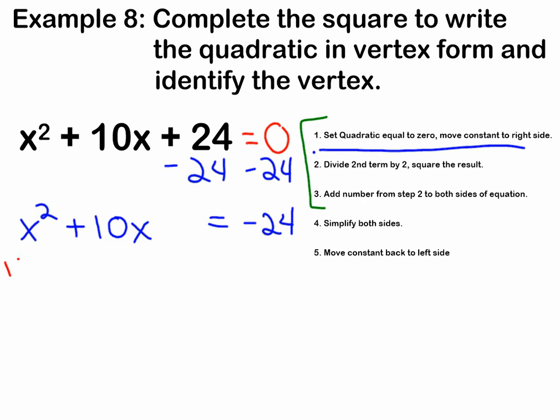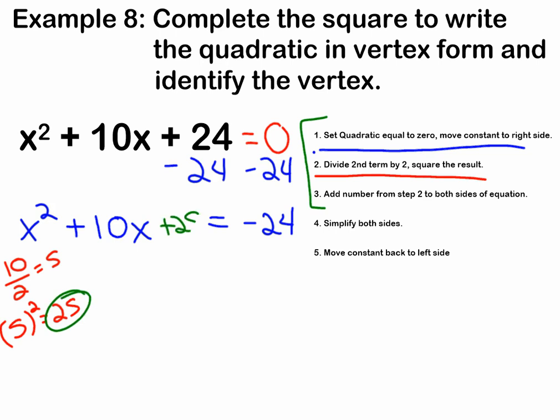Then I'm going to divide 10 by 2 and get 5. I'm going to square what I got to get 25. That's step number 2. I'm then going to add that magical number to both sides of my equation. That is step number 3. Pause the video now as you try steps 4 and 5. Press play to go over your work.